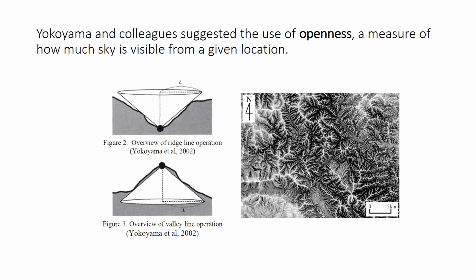A couple of other really interesting techniques in visualizing DEMs. One of these comes from Yokoyama. So this is the idea of openness. Openness is this idea of how much sky can you see from any given point on the DEM. If you can see a lot of sky, that would be a high degree of positive openness. If you can't see very much sky, if you're trapped in a pit or in a ravine, then that would be low on the scale of positive openness.